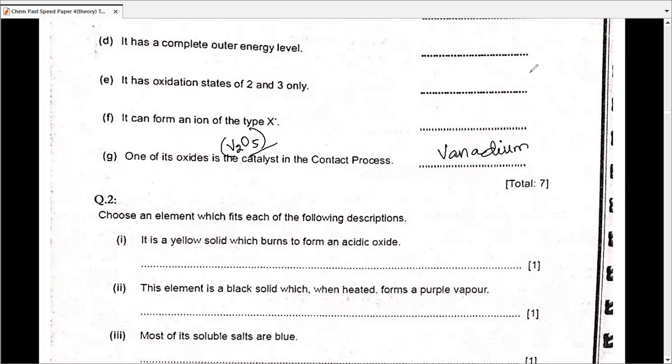Okay, sir. I hope you're writing it side by side on your copy. Yes, sir. Good, good. Let's move on.